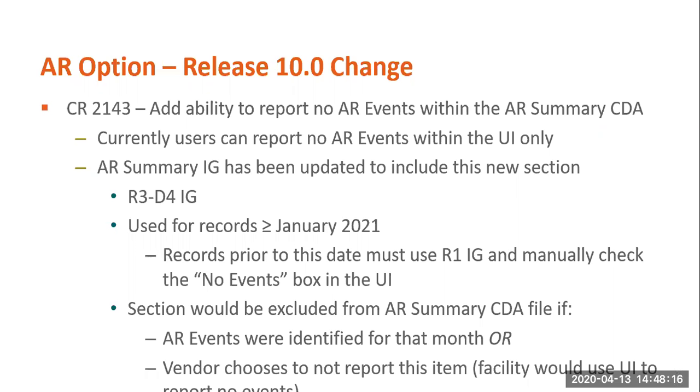For records prior to January 2021, you must still use the R1 norm IG and manually check that no events box in the UI. The section would be excluded from your AR summary CDA file if either the facility did identify AR events for that month, or if you as a vendor chose not to report that item, and the facility could still then continue to use the UI to report no events.